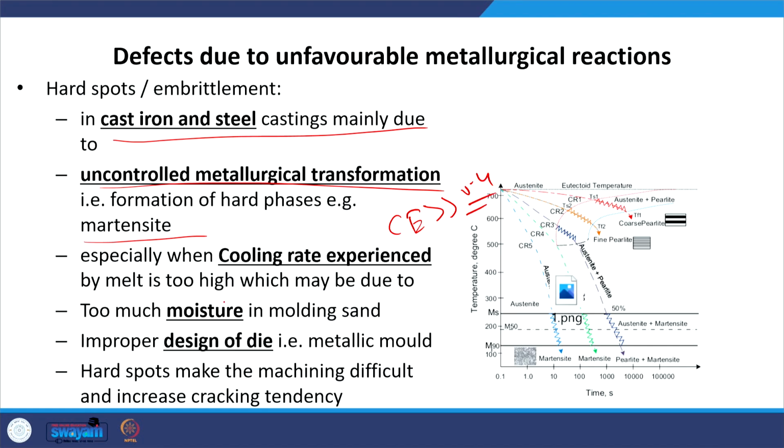This happens especially when the cooling rate experienced by the molten metal is very high, and this may happen due to die casting, where metallic molds are used offering a higher cooling rate, or a sand mold having too high moisture. Improper design of the die can also cause a very high cooling rate. Hard spots, wherever they are formed, will make machining difficult because of the excessively high hardness of the system.